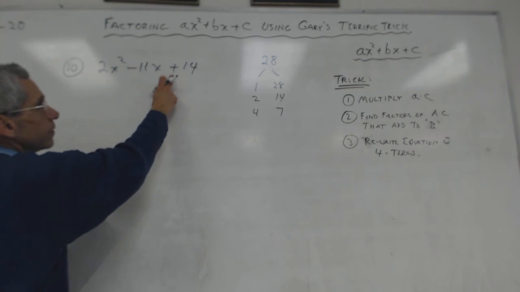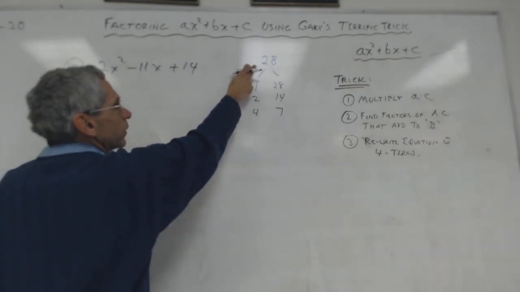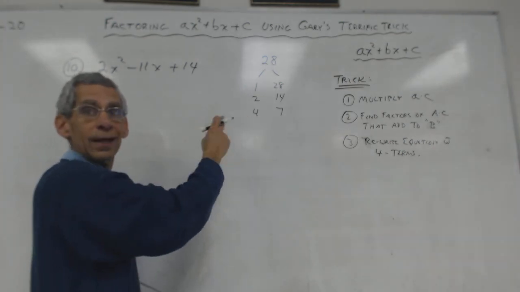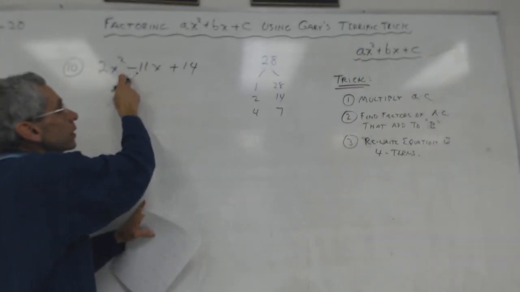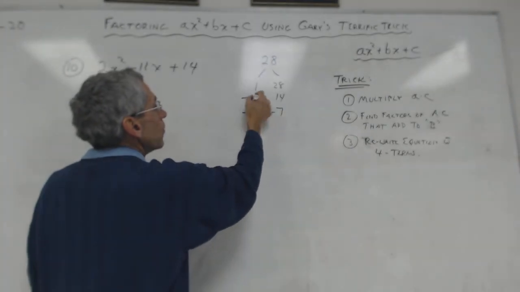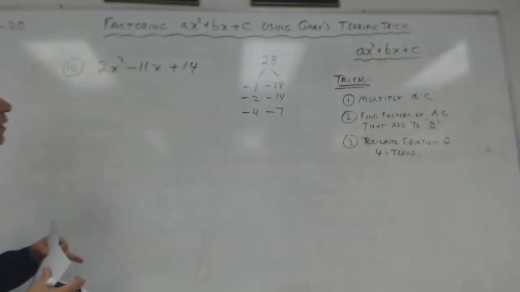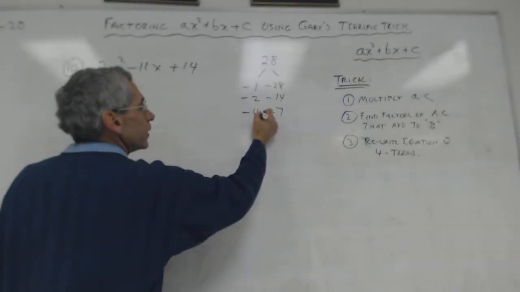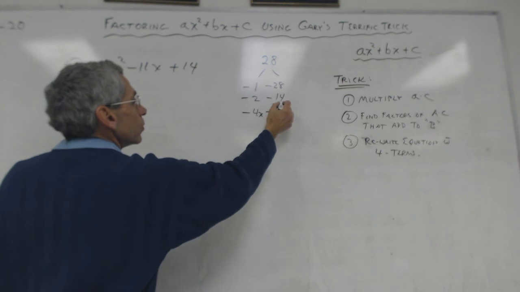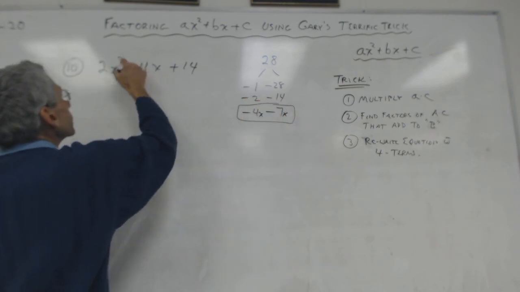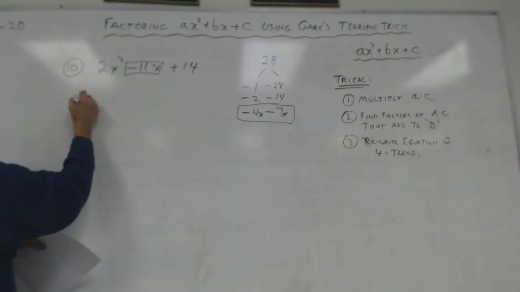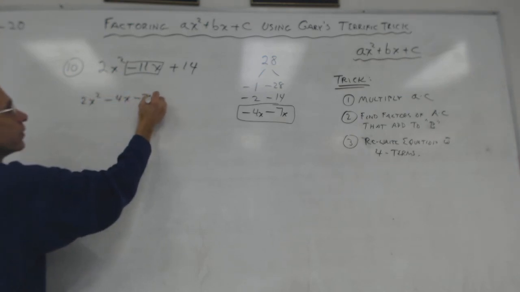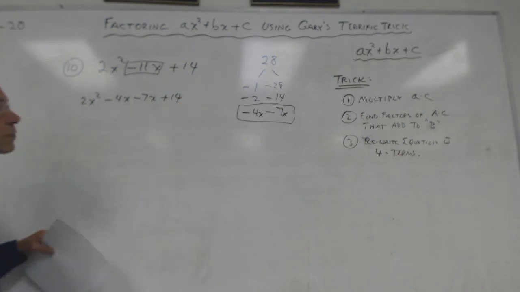Now notice, this says it's a positive 28. So these numbers have to be both positive or both negative. Yeah, both have to be negative, right? Okay, so which one adds to 11? Negative 4, negative 7. All right, so I'm going to put an x here and an x here, and I'm going to replace this with that. So I've got 2x squared minus 4x minus 7x plus 14.